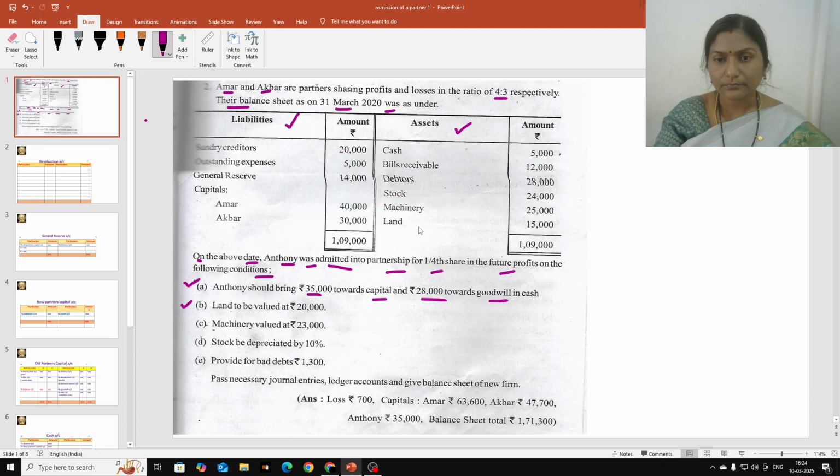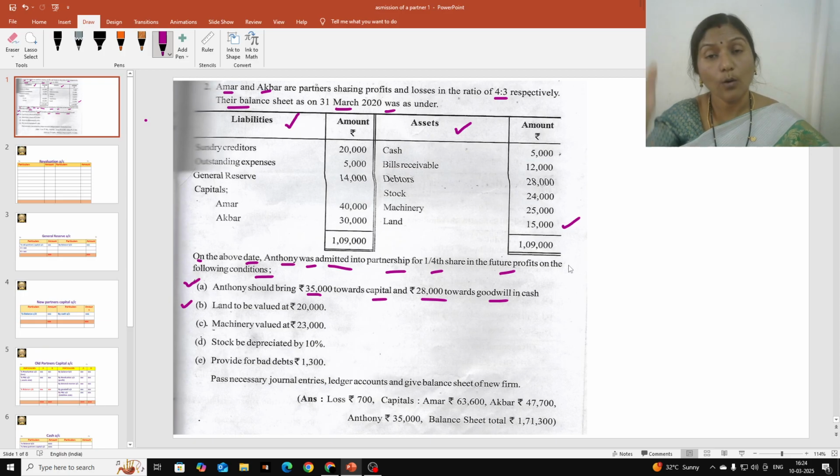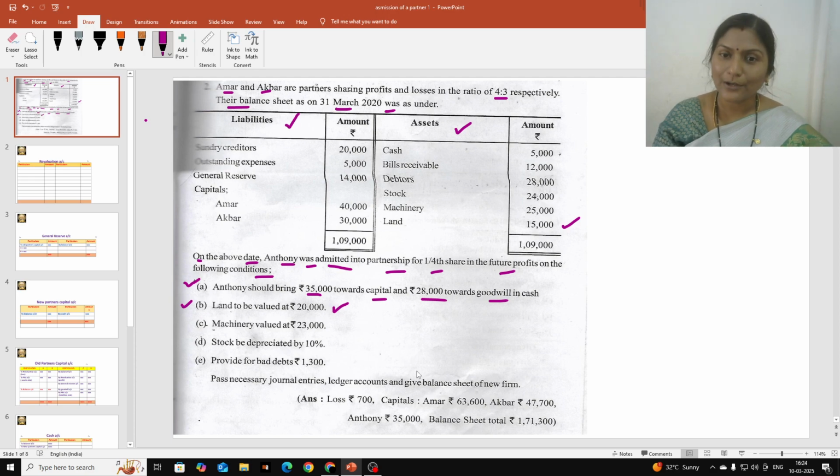So land value in the balance sheet, how much do we have? 15,000. So 15,000 is the old value. Now they are valuing at 20,000, so 20,000 is the new value. Here the land value is increasing by 5,000 rupees. That is an asset increase, and we should record it in the revaluation account on the credit side.